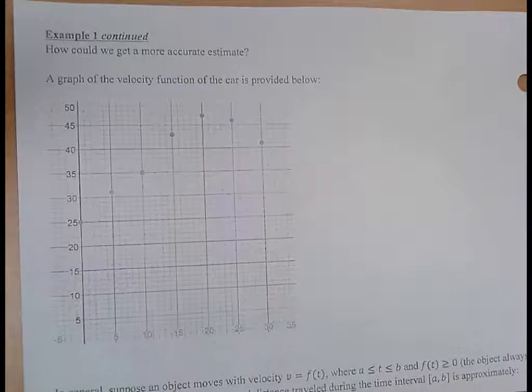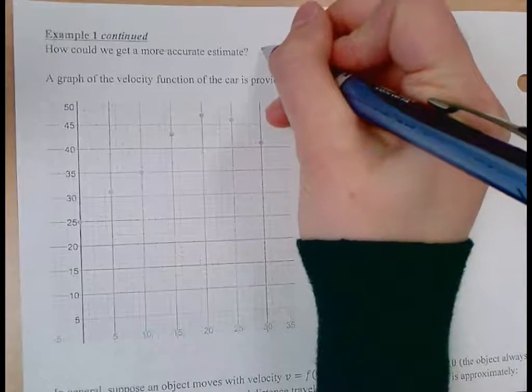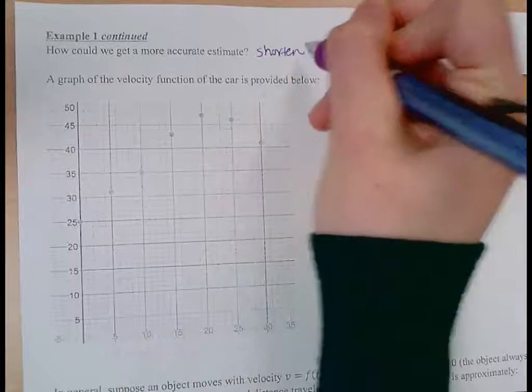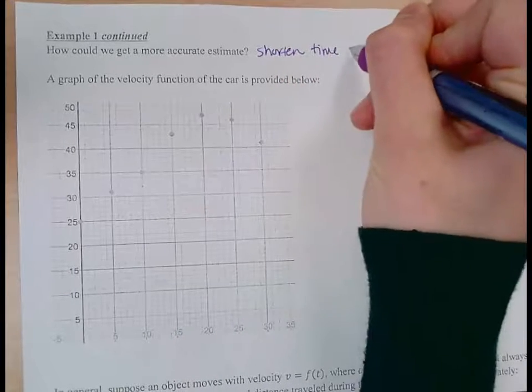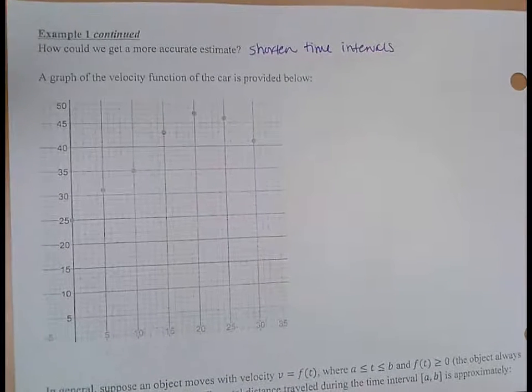smaller rectangles? So we had 5-second time intervals, and therefore we only had 6 intervals. Increase your number of intervals. Take smaller chunks of time. So maybe shorten the time intervals. Do 1-second time intervals, and then now you have 30 time intervals versus just 6. That's going to give you a more accurate lower and upper estimate.